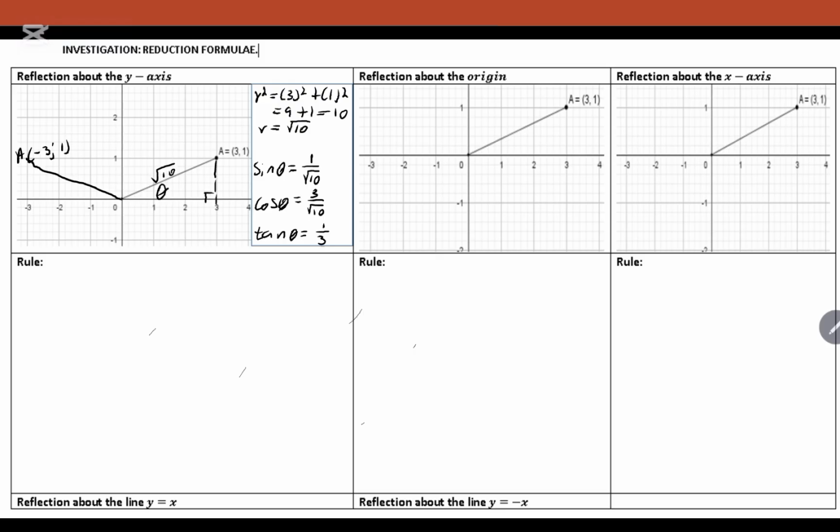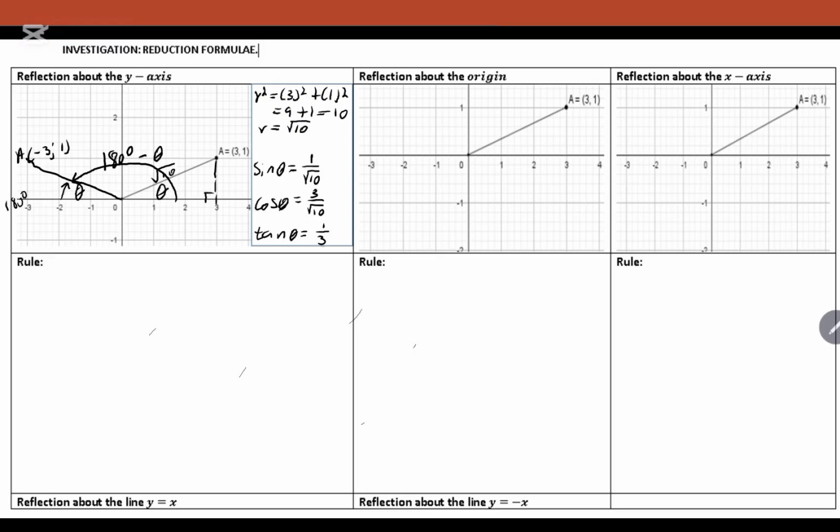So the terminal arm will lie there and our acute angle theta is found here. Now we want to deal with the size of this angle. If this angle is theta, what is the size of this angle here? Now we know if this angle was to reach all the way to the horizontal line here, this is 180. Therefore, this angle is 180 degrees minus theta. So that is the size of that angle.